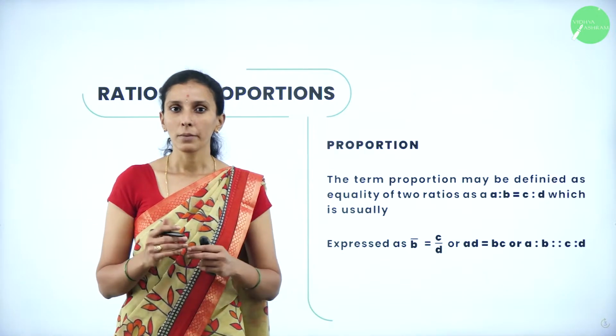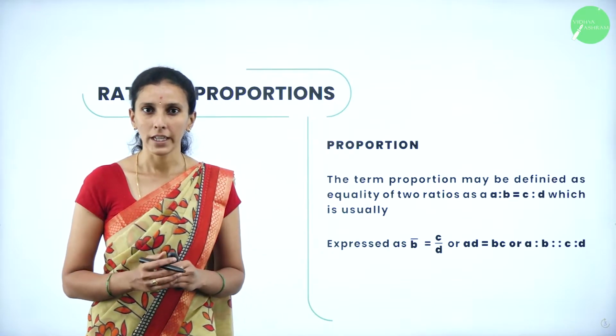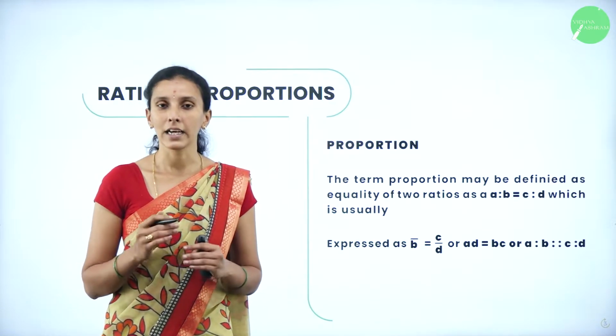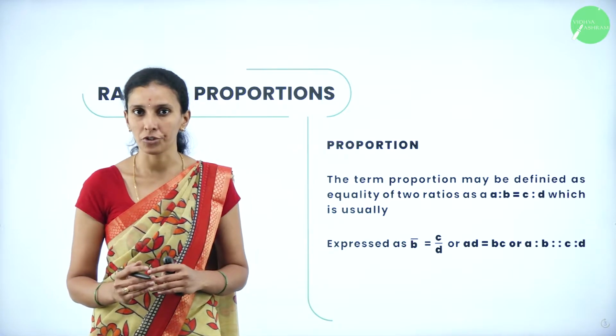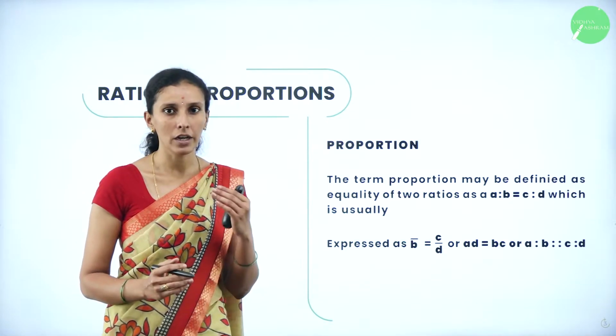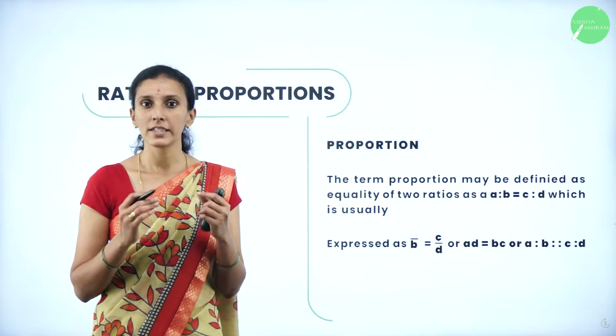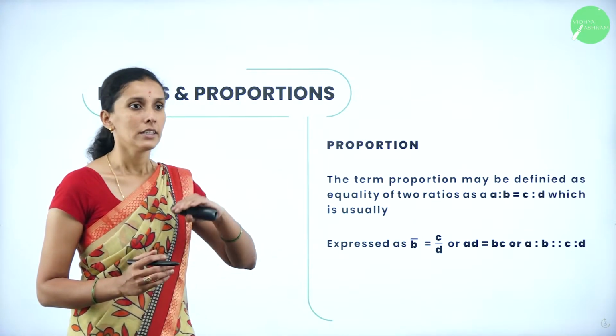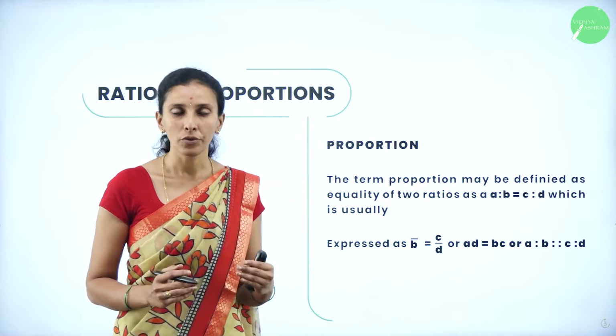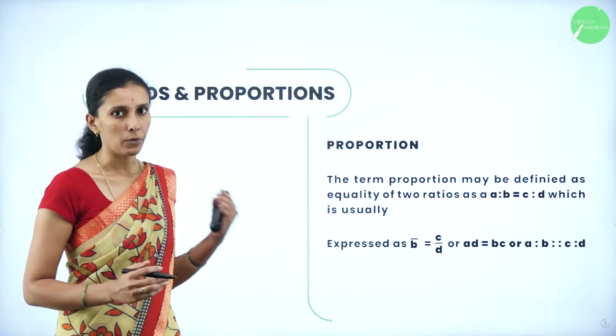What do you mean by proportion then? A proportion is nothing but the equality of two ratios. What do you mean by ratio? A ratio is the relationship between two or more quantities of same kind. And the equality of two ratios is nothing but proportion.